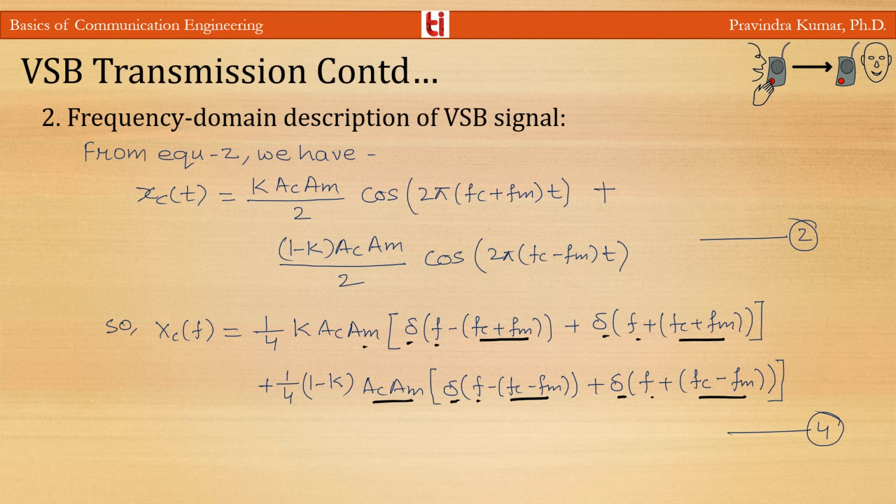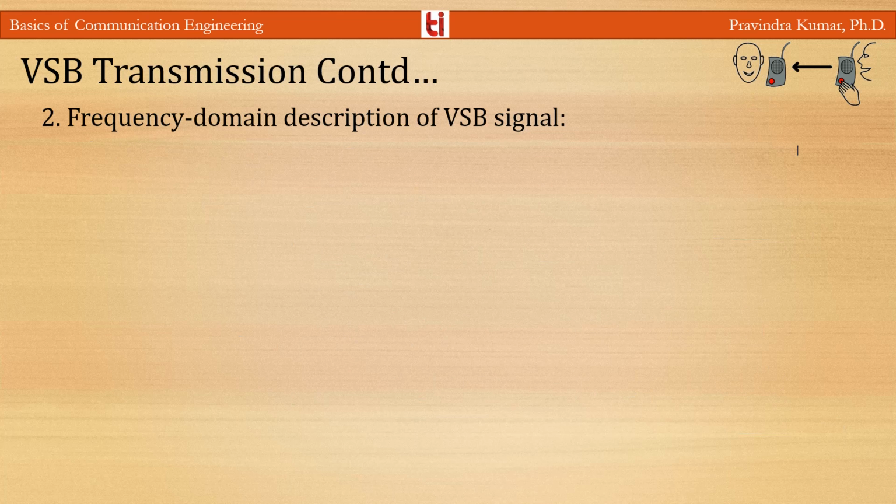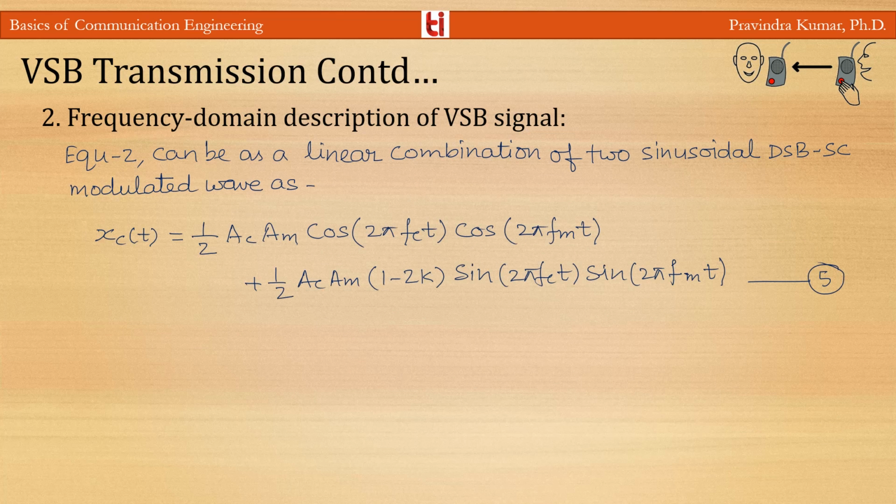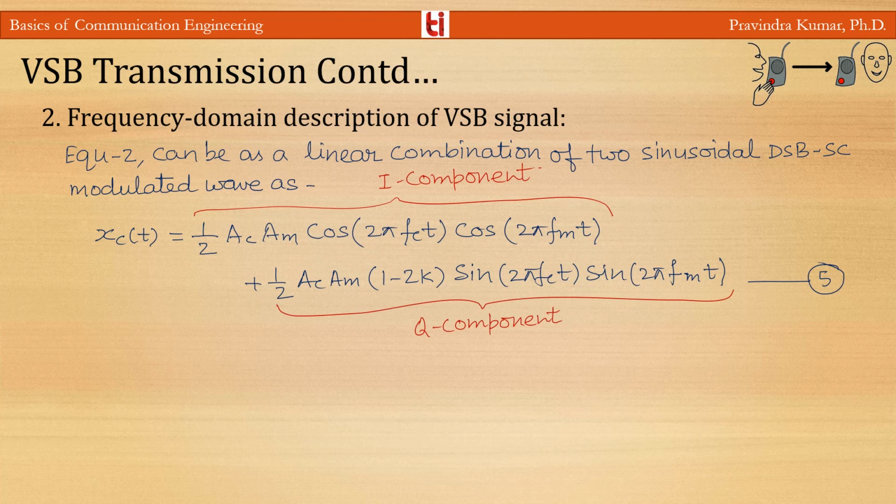We can also reform this equation as the linear combination of two sinusoidal DSB-SC modulated waves. So it can be written as 1/2 Ac Am cos 2πfct cos 2πfmt plus 1/2 Ac Am (1 − 2k) sin 2πfct sin 2πfmt. The first term in this equation is the in-phase component, and the second term is the quadrature component.